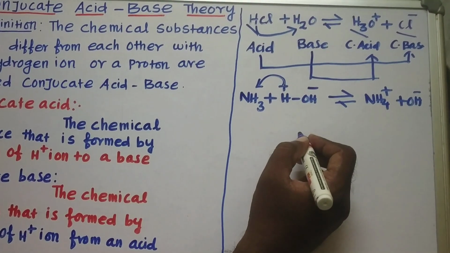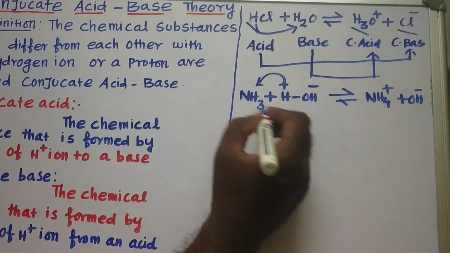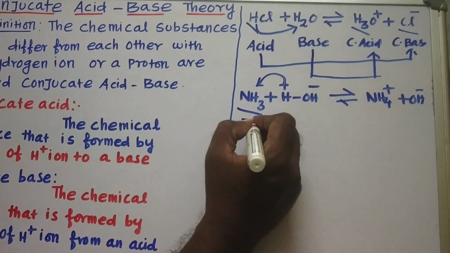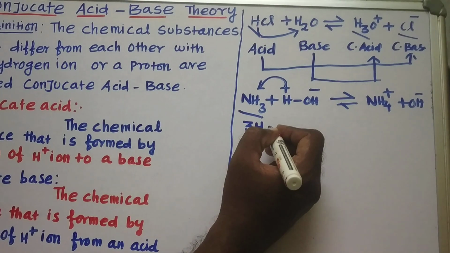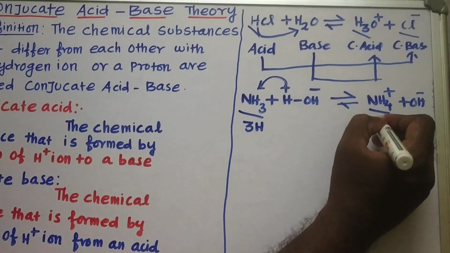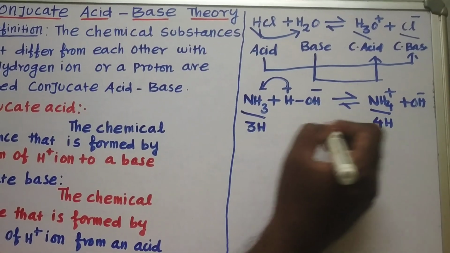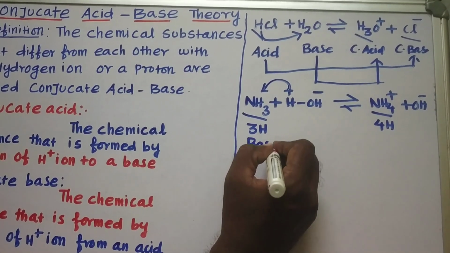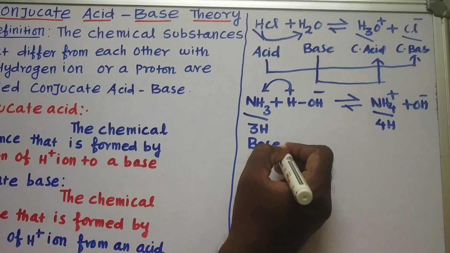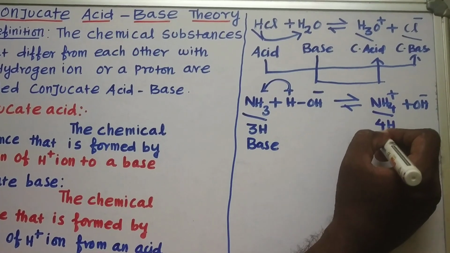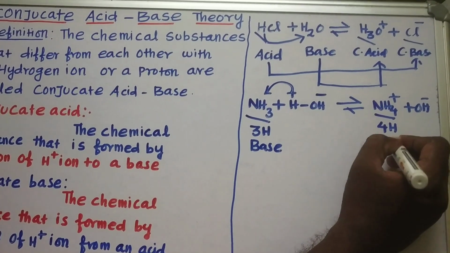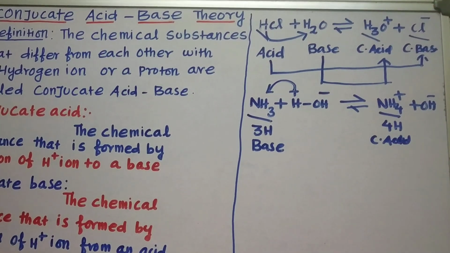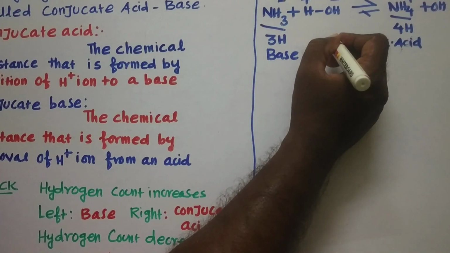Now we are going to apply the trick. Here in the ammonia, the number of hydrogen is equal to 3. Three hydrogen atoms are present here. Here the number of hydrogens is equal to 4. Therefore it acts as a base on the left side. On the other hand, on the right side it acts as a conjugate acid.